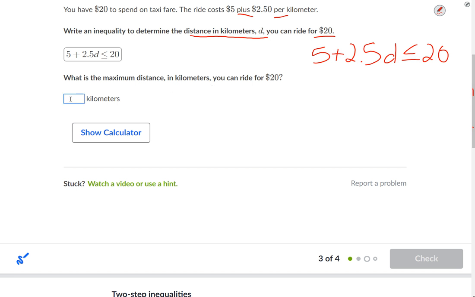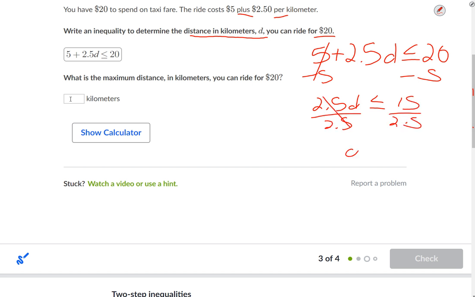Well, now we've got to solve. They want it in kilometers. So minus 5 on both sides, 2.5 times the distance less than or equal to 15, divided by 2.5. Oh, so they want to see the equations. Yeah, you have to write the full inequality and then solve it.